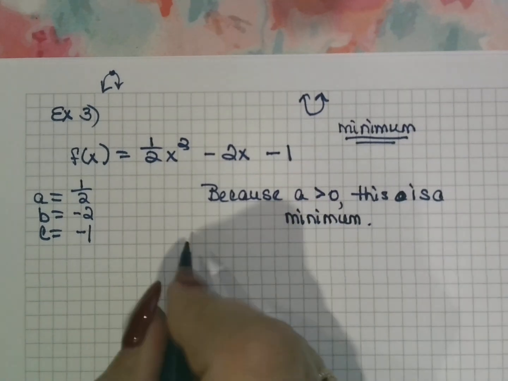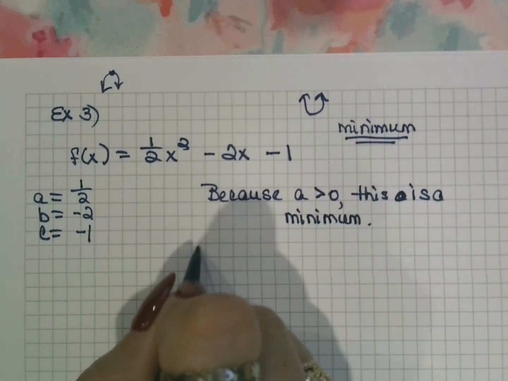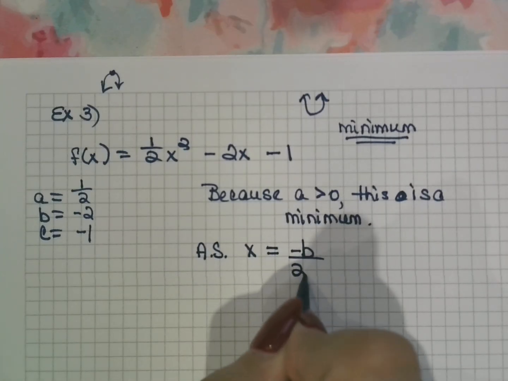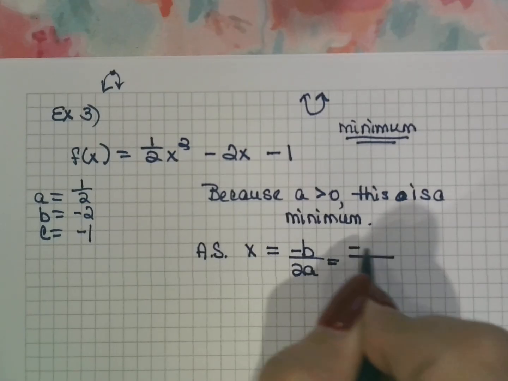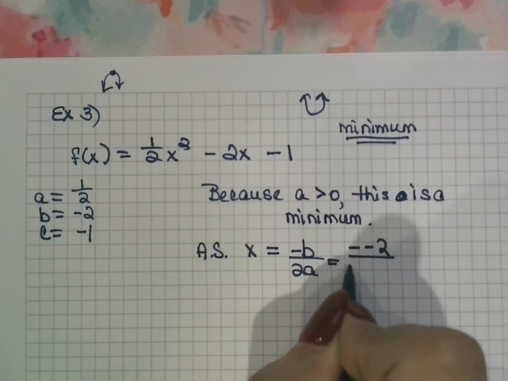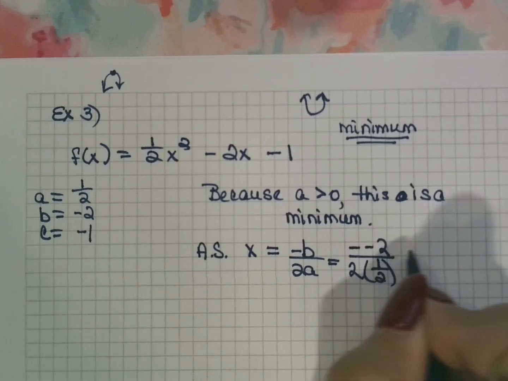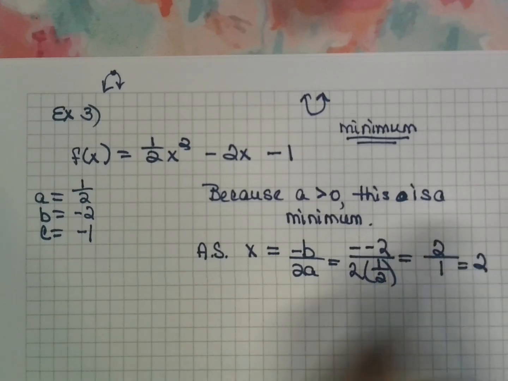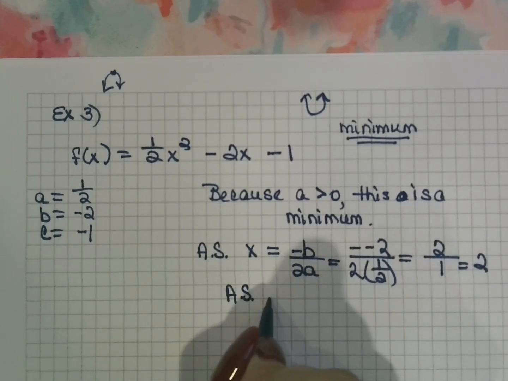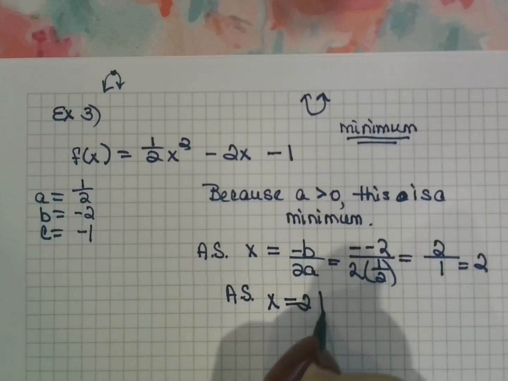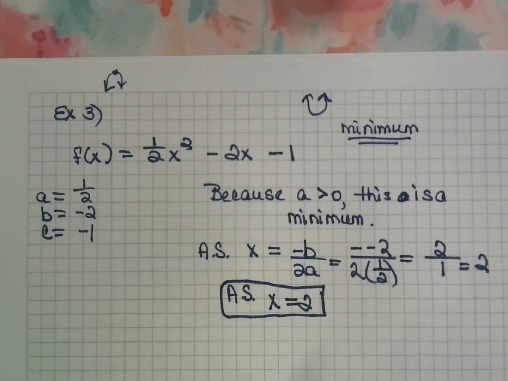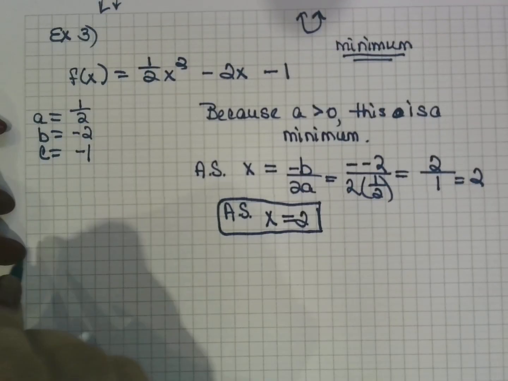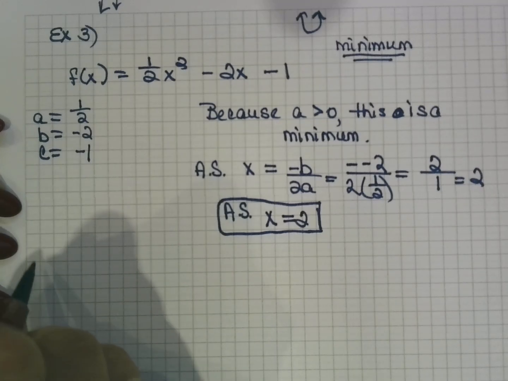All right, let's find the axis of symmetry. That is x equals negative b over 2a, which is negative 2 over 2 times 1/2. That's going to give you positive 2 over 1, which is just 2. So your axis of symmetry is the line x equals 2. Please make sure you write it as a line. X equals 2.